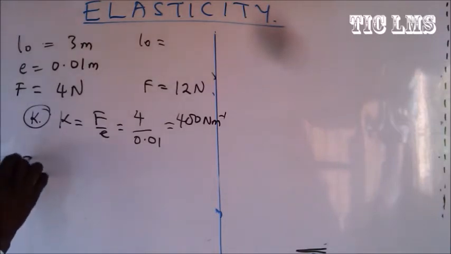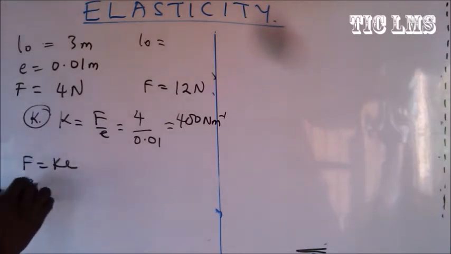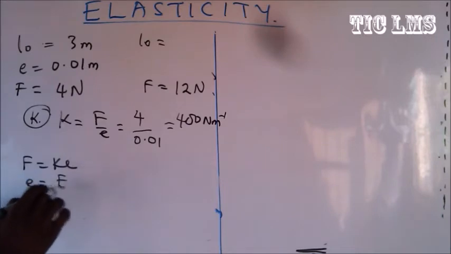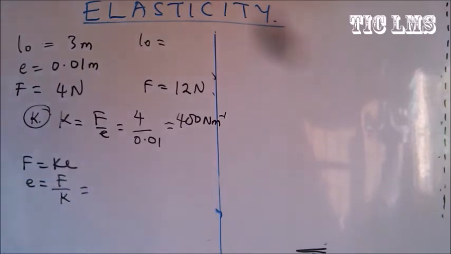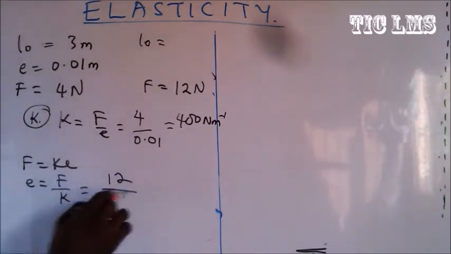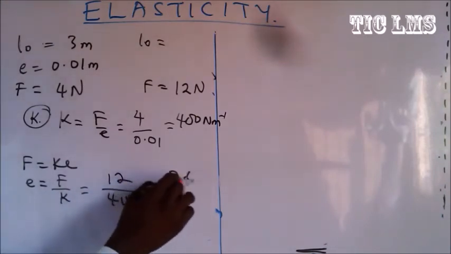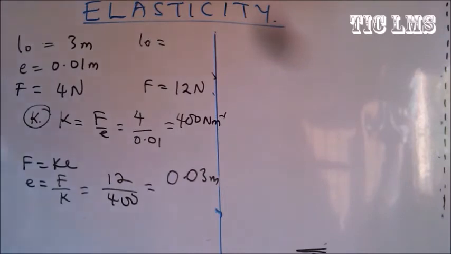And so we have that F equals Ke. So extension equals force over the elastic constant. The force is 12 and the elastic constant is 400, and that gives us 0.03 meter. That is the extension when a force of 12 Newton is placed on it. You can see that it increased beyond the 0.01.